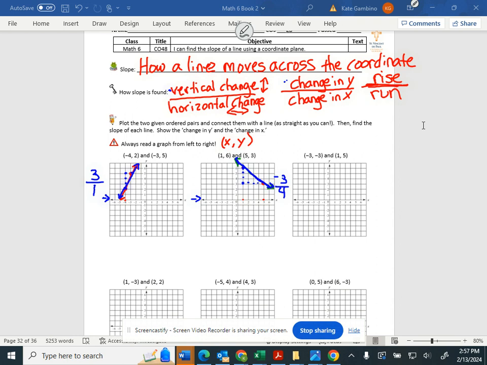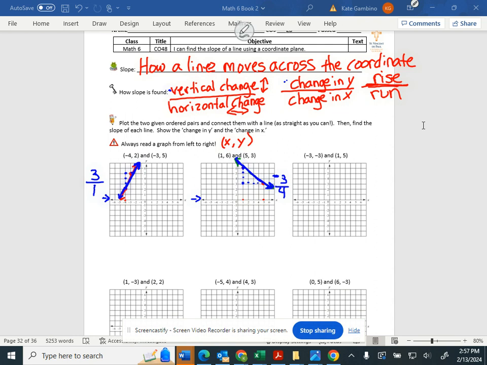So this is important to remember: if the line goes up, it's going to be positive. If our line goes down, we have to count down for that rise. It's going to be a negative slope. So that negative slope always tells us that the line as we go from left to right is going downwards.